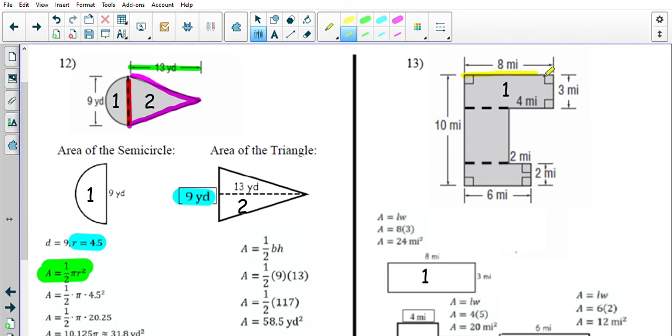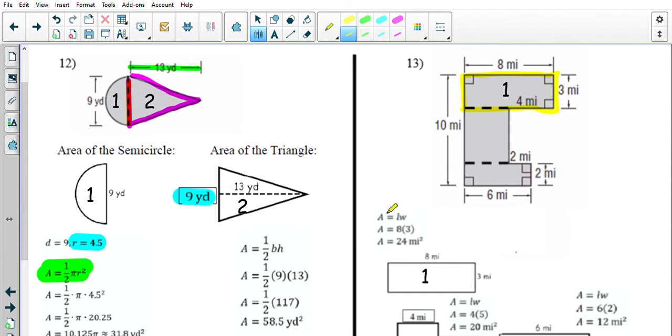So I've got a length of 8 and a height or width of 3. So my dimensions are 8 by 3. You don't need the 10 here. You don't need the 4. That will help us find the length of this dotted line here, but it's 8 across, 3 high.